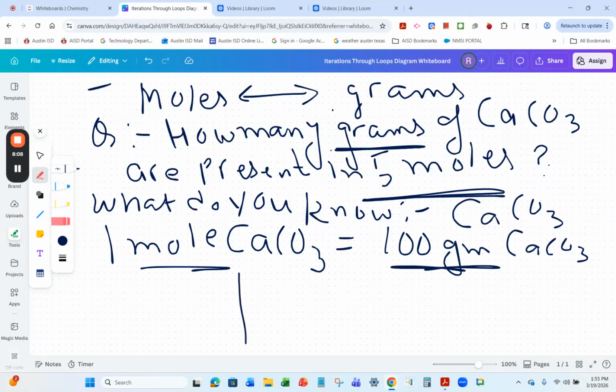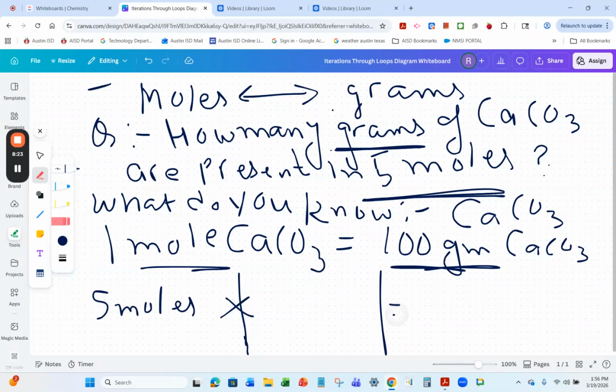Now use your 3-column system. Very important. So first column, the value given to you in the question. So what is given to you? 5 moles are given to you. You will write 5 moles in the first column. Then write down the third column first. What do you want to find? You want to find grams of calcium carbonate.